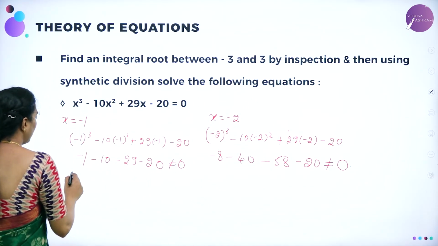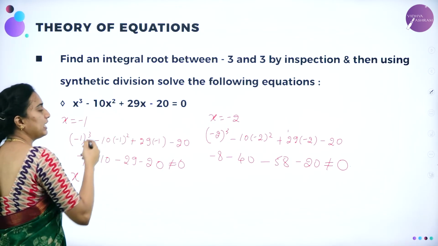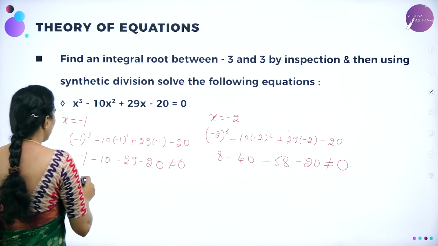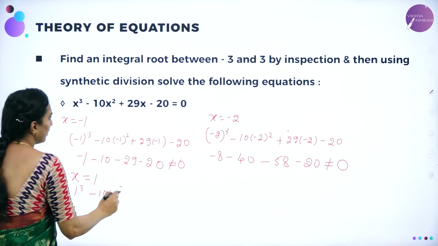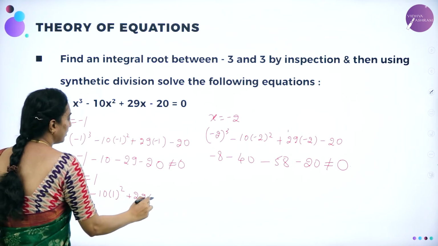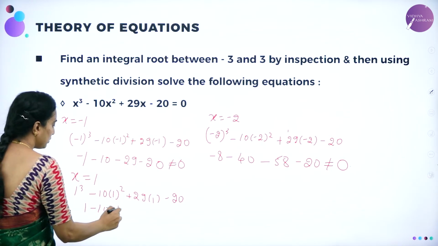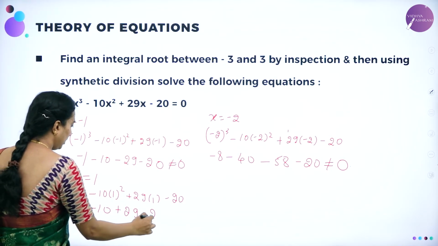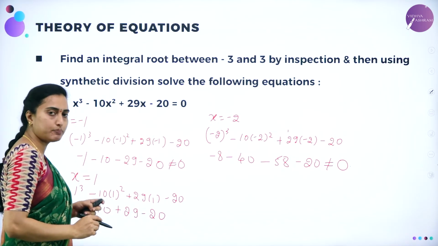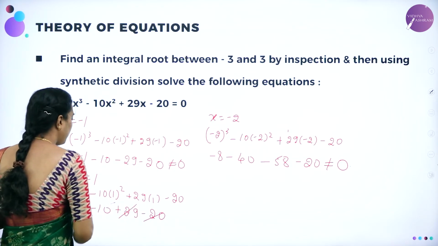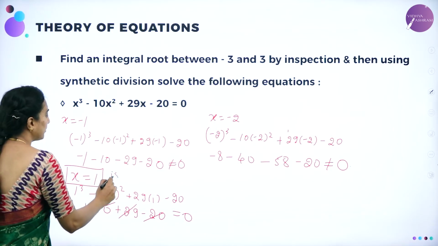Now putting x is equal to 0, you are getting 0 minus 0 plus 0 minus 20, which is never equal to 0. Therefore, now putting x equal to 1: 1 cube minus 10 into 1 square plus 29 into 1 minus 20. Let me check. 1 minus 10 plus 29 minus 20. 1 minus 10 is minus 9. Minus 9 plus 29 is 20. So 20 minus 20 will get cancelled. Remaining is 0. So x is equal to 1 is a root.